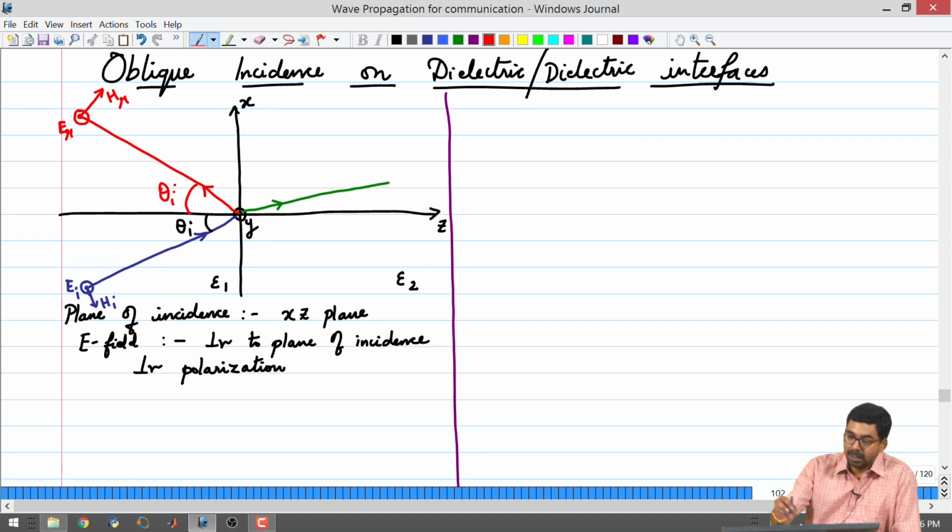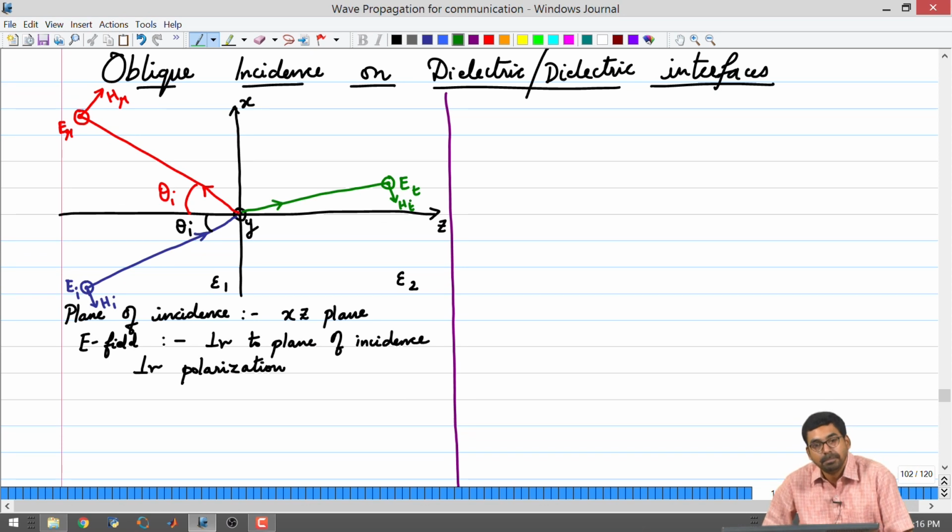Now, proceeding to the transmitted part. Again, we are making sure that the E field is always perpendicular to the plane of incidence. So, I am going to have E transmitted pointing out of the paper. The magnetic field is simply going to follow a similar form as your incident field. That means it is going to look like this to form the right handed triad.